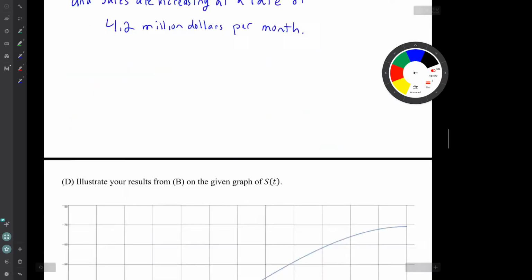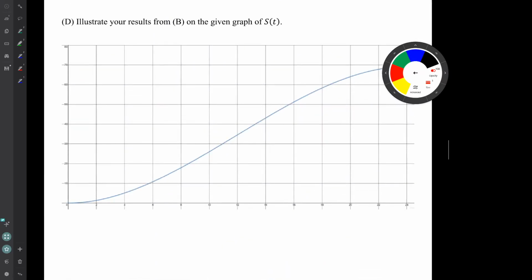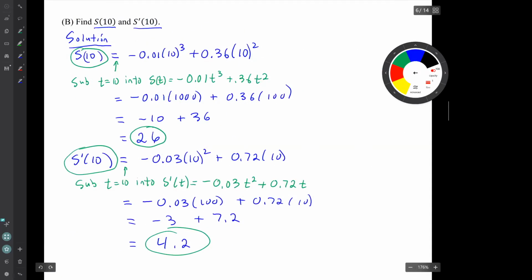Let's go to question D. Question D says to illustrate our results from B using this graph, this given graph of S of t. So let's go up and look again at our results in part B. In part B, one of our results was this. S(10) equals 26. Well, that means that on a graph of S of t, when t is 10, the y value is 26.